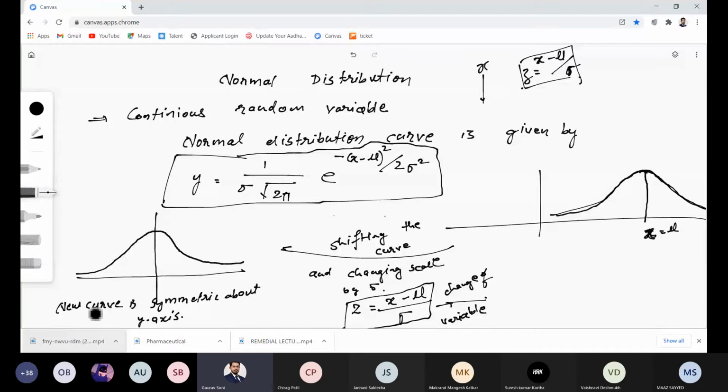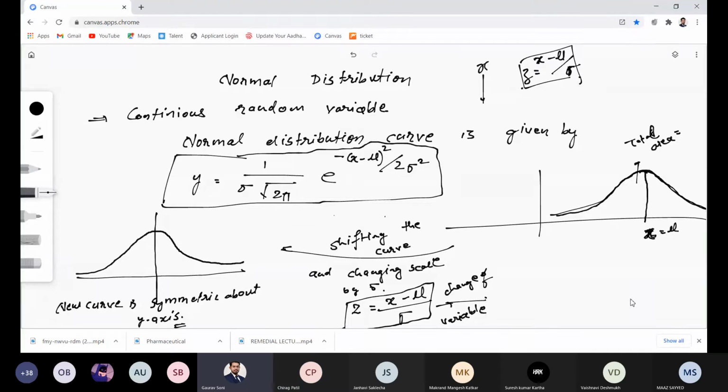So we change the variable in such a manner that the new curve that I get is symmetric about the y-axis. Can someone tell me what will be the total area under this curve? Area is nothing but the integration between two points. So what should be the total area here? Sir, 1. Integration of the equation y. Chirag said it. What is the answer, Chirag? One.